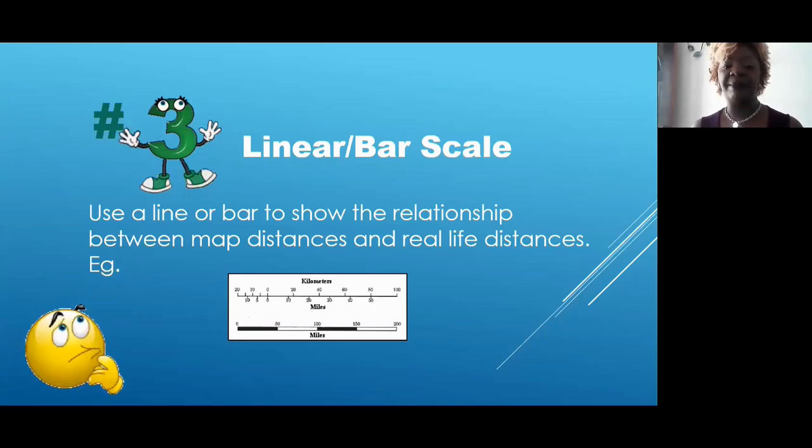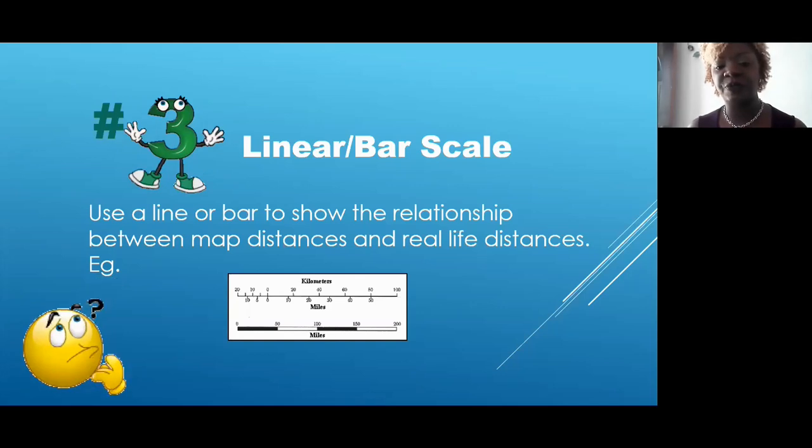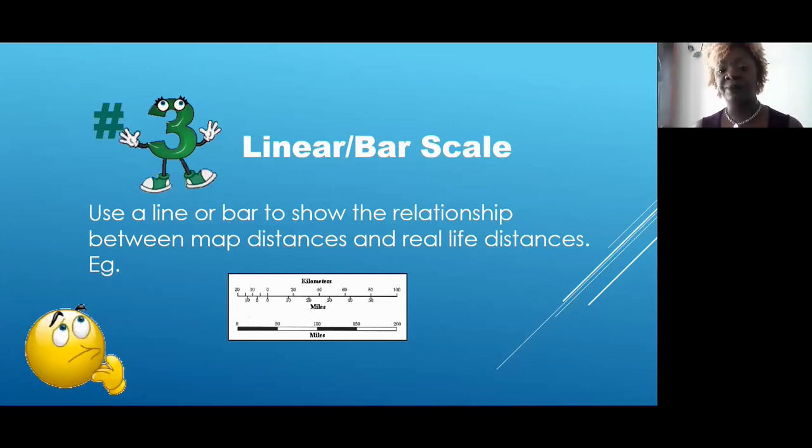Okay, so there's an example that shows a line or bar scale. And if you notice, especially with the top one, there's kilometers at the top, and there's miles at the bottom. Now we have to be very careful because we have to follow instructions. So if the question asks for your answers in miles, then you have to use the bottom numbers or the bottom digit, all right? That's where you would get your measurements or your answers from. And of course, if they ask for your answers in kilometers, then you would use the top bar.